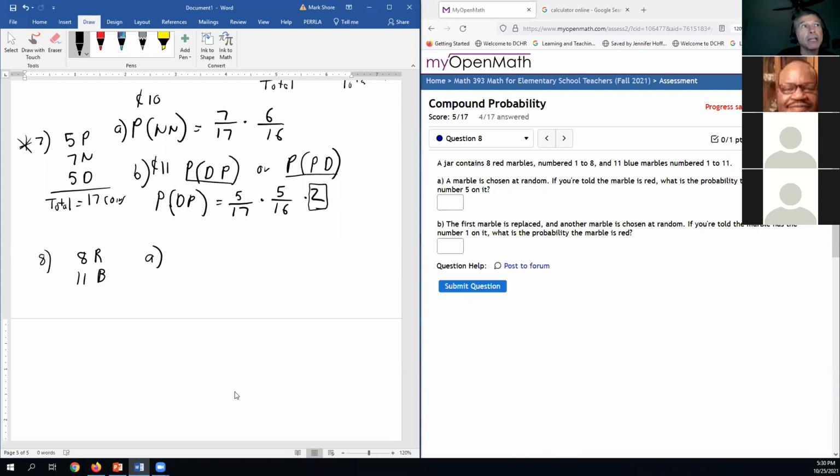So if you're told that it's red, so it's back to this given stuff, out of the fact that you're told that it's what? Red, I think here. If you're told the marble is red, so that we know that the marble is red, and we're looking for what's the probability it has a 5 on it. So if we're told it's red, we're just dealing with the red marbles. How many red marbles do we have?